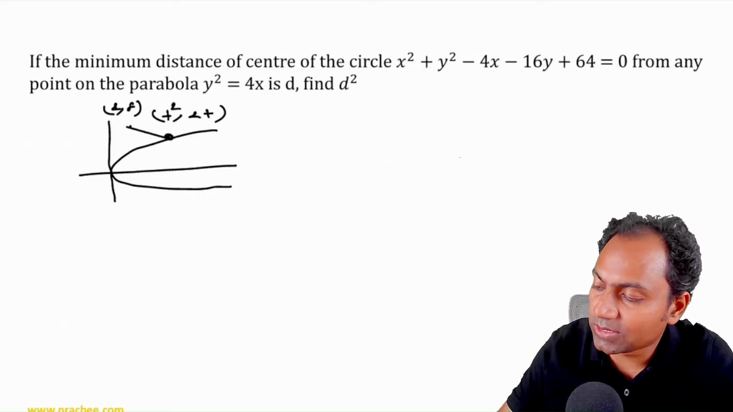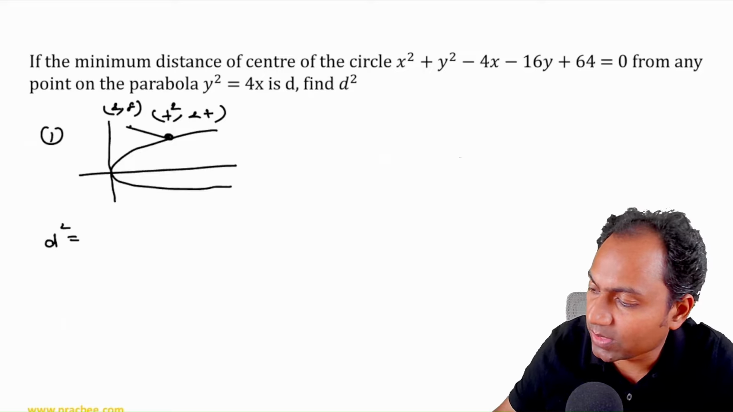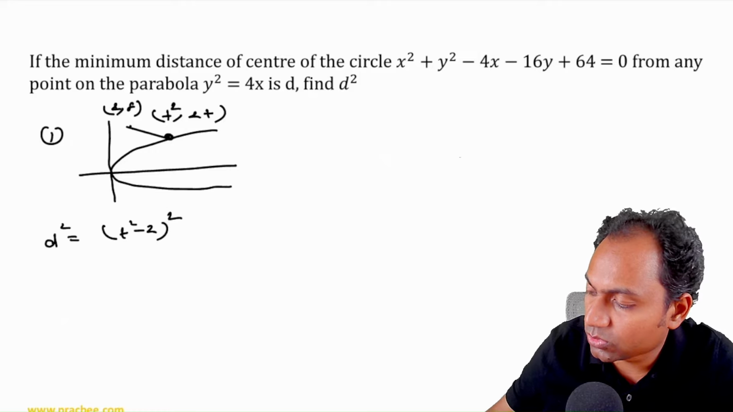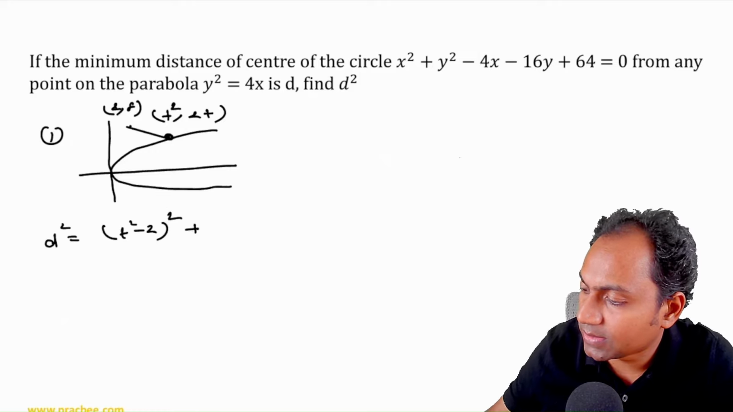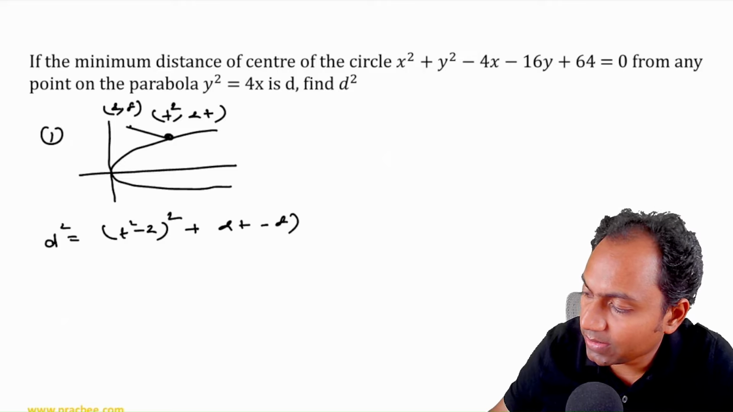So this is the distance that we are talking about. If I write the value of this distance, d square, that will be nothing but (t square minus 2) whole square plus (2t minus 8) whole square.